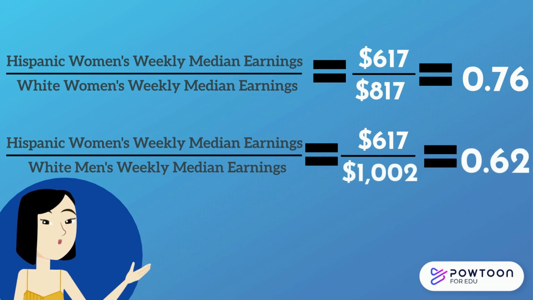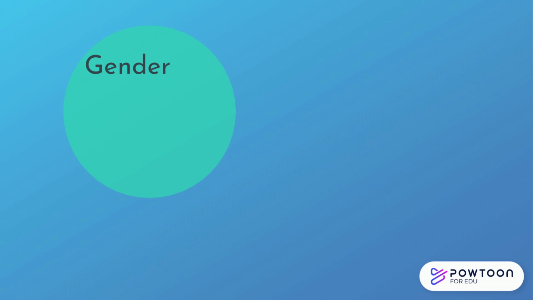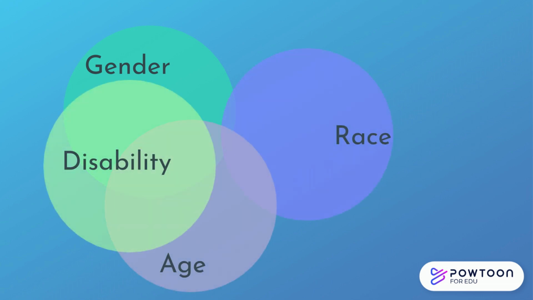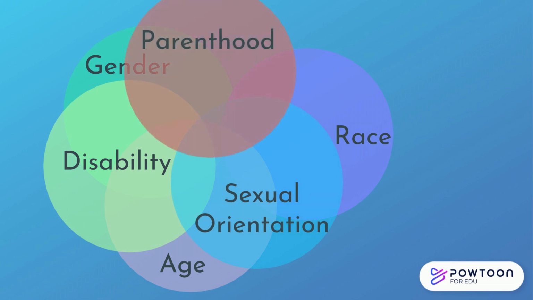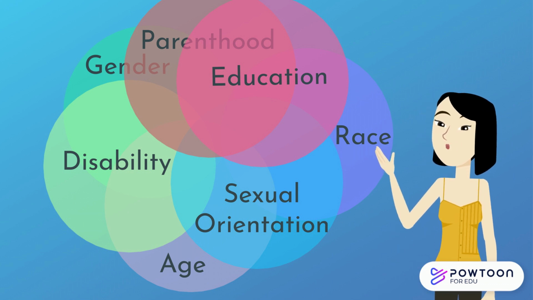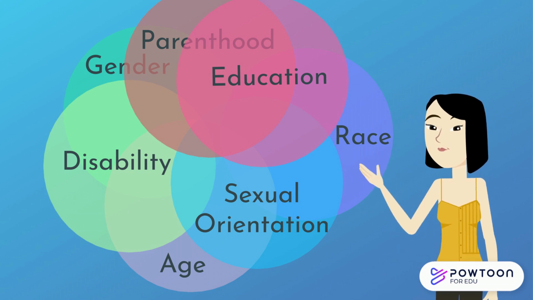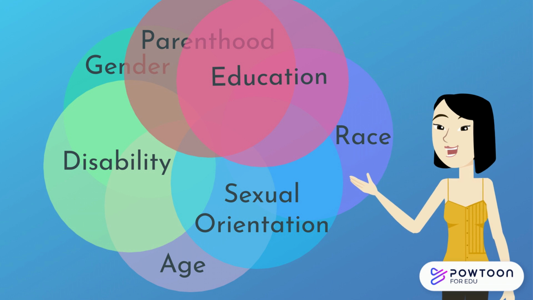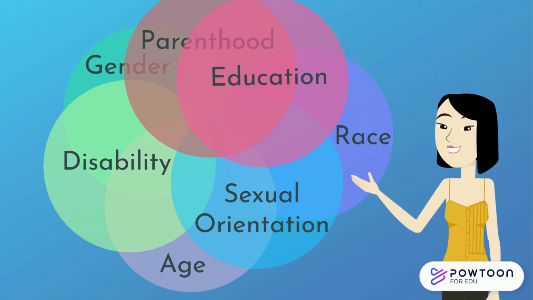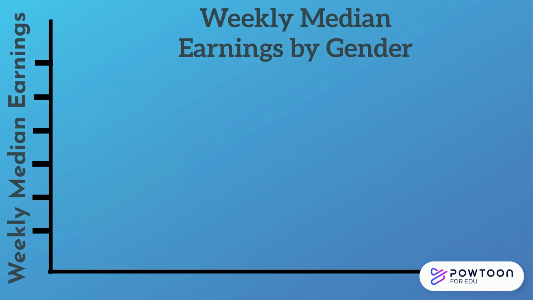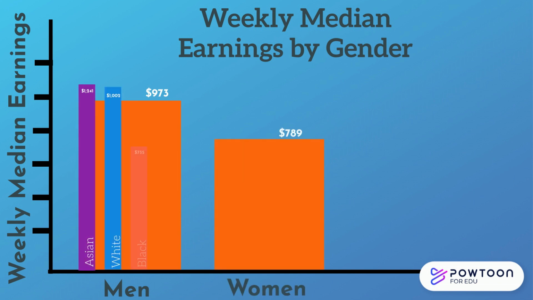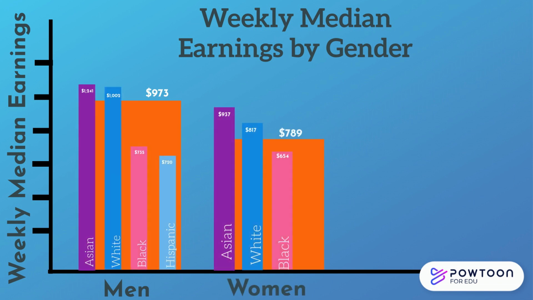And as if adding race into the equation didn't make it confusing enough, age, disability, sexual orientation, parenthood, and education level also influence this issue. So while we can say that women make 82 cents per dollar a man makes, it's not revealing the whole picture. By keeping it there, we neglect to see how the pay gap impacts racial groups differently. And without understanding the full issue, we cannot create effective solutions.